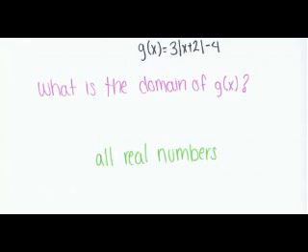Since the graph opens upward and it goes on forever, the domain, which is the x values, will go on forever, which means all real numbers will be hit at one point.